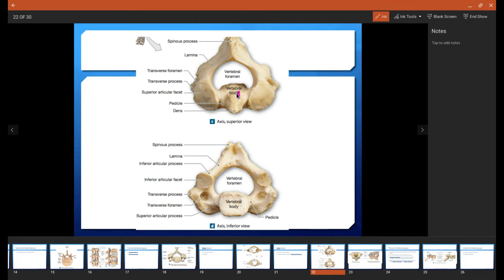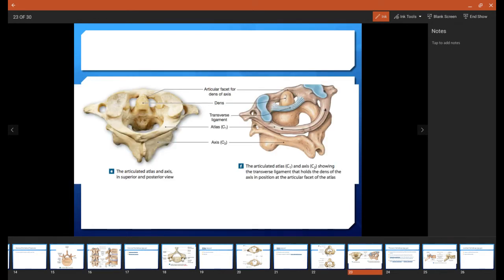This is sticking straight out of the screen at you, but it's going to be a big bump. And it's on top. And so looking at how they sit together here, we can see the dens a little bit better. So this big bump that just sticks up, that is a dens or odontoid process on the axis. So these are the two specific vertebrae you need to know: atlas C1, axis C2.